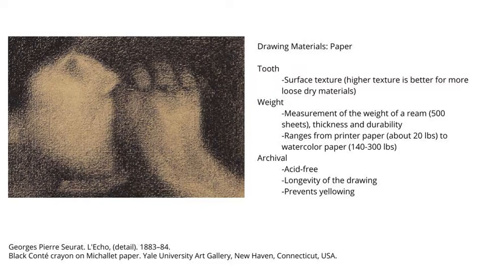And also, whether or not paper is archival is something to note. So archival paper is acid-free, and it's mainly there for the longevity of the drawing, and it prevents yellowing. So basically, if you want your drawing to last 10, 15, 20, 50, 100 years from now, if it's something that would be going in a museum, you definitely want it to be archival. Whereas if you're just sketching for yourself, you really don't have to worry about that.